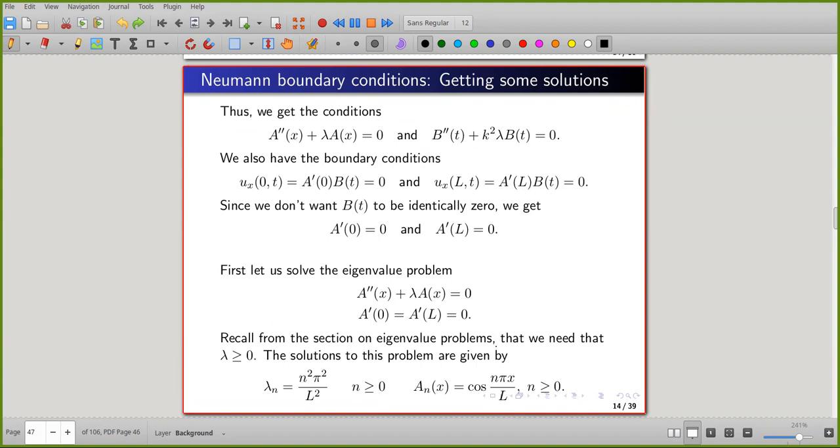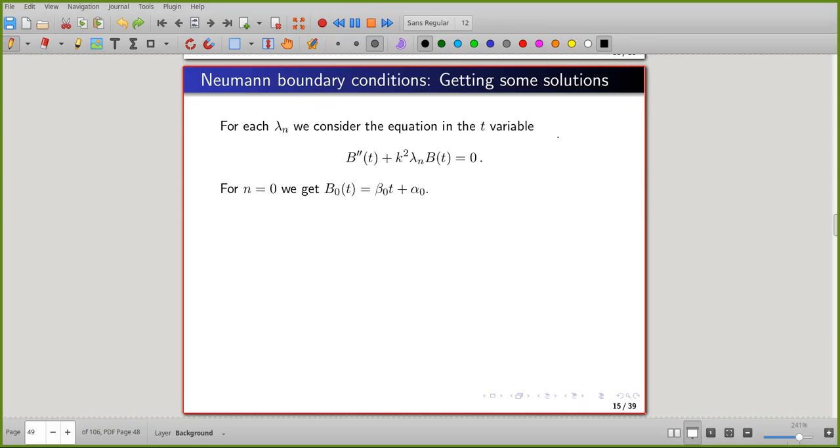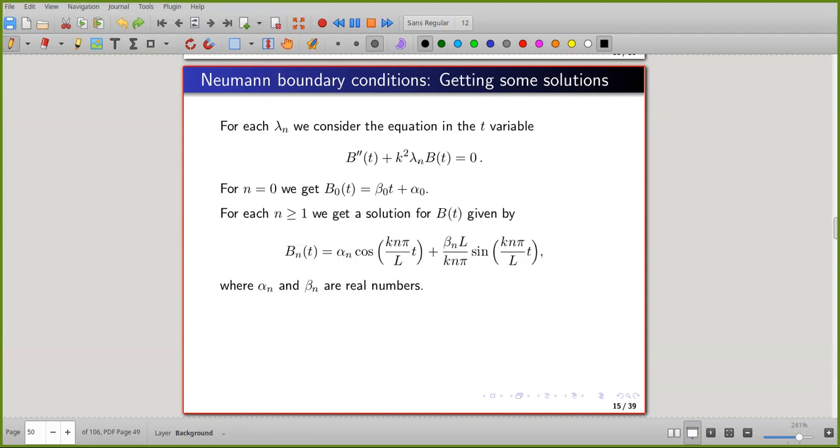The only eigenvalues are lambda n equal to n squared pi squared over L squared, and A_n(x) is equal to this thing. Then for each value of lambda n, we will solve this one: P''(t) plus k squared lambda P(t) is 0. For each, we have this thing. Now for n equal to 0, we get this solution, because when we put n equal to 0, our lambda n becomes 0. And for n greater than or equal to 1, we have this solution.